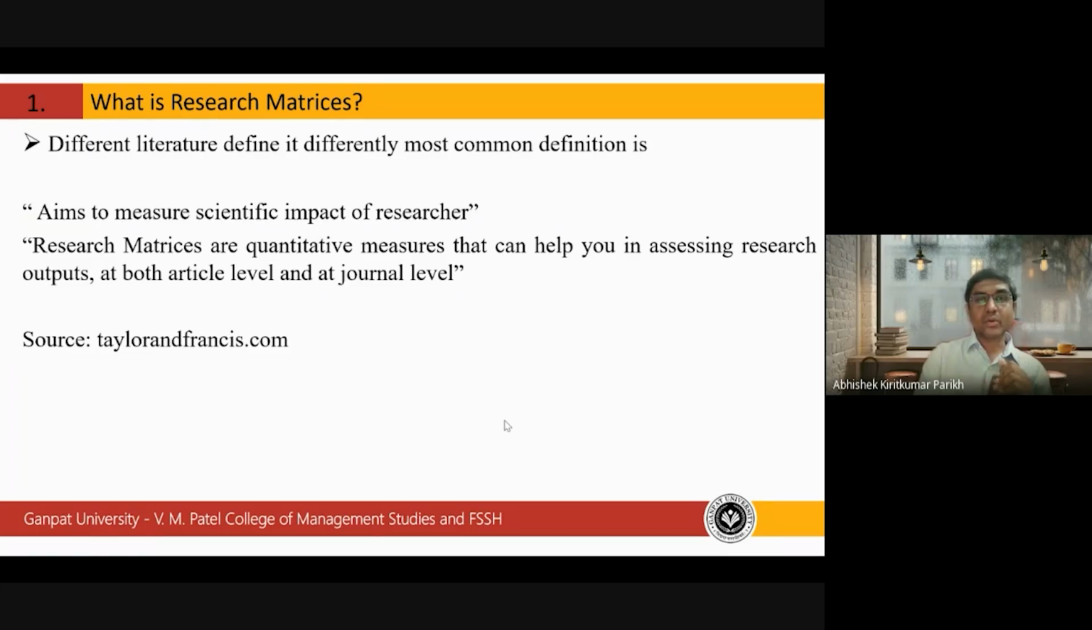So research metrics are the quantitative measures that can help you to assess the research output at the article and journal level, and not only article and journal, even at the author level and institute level.